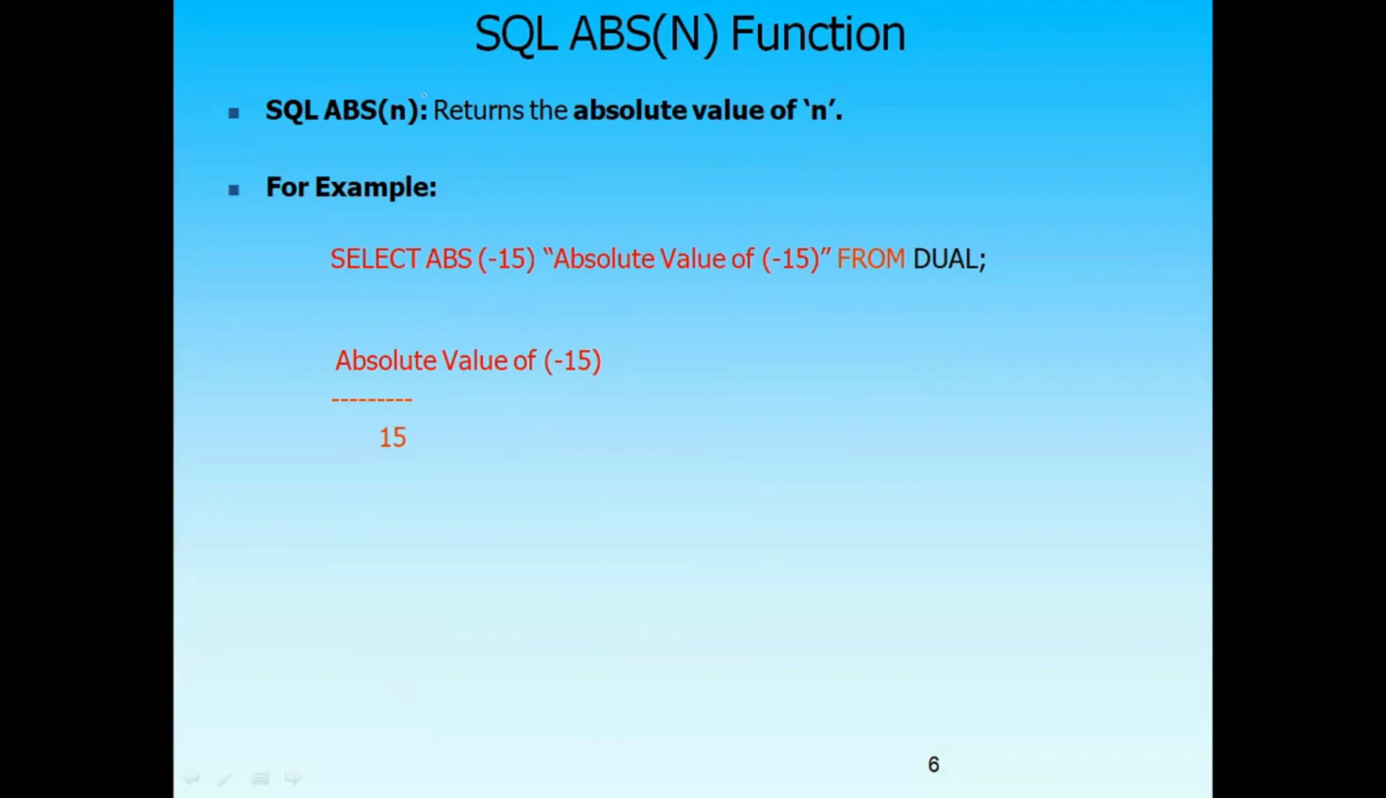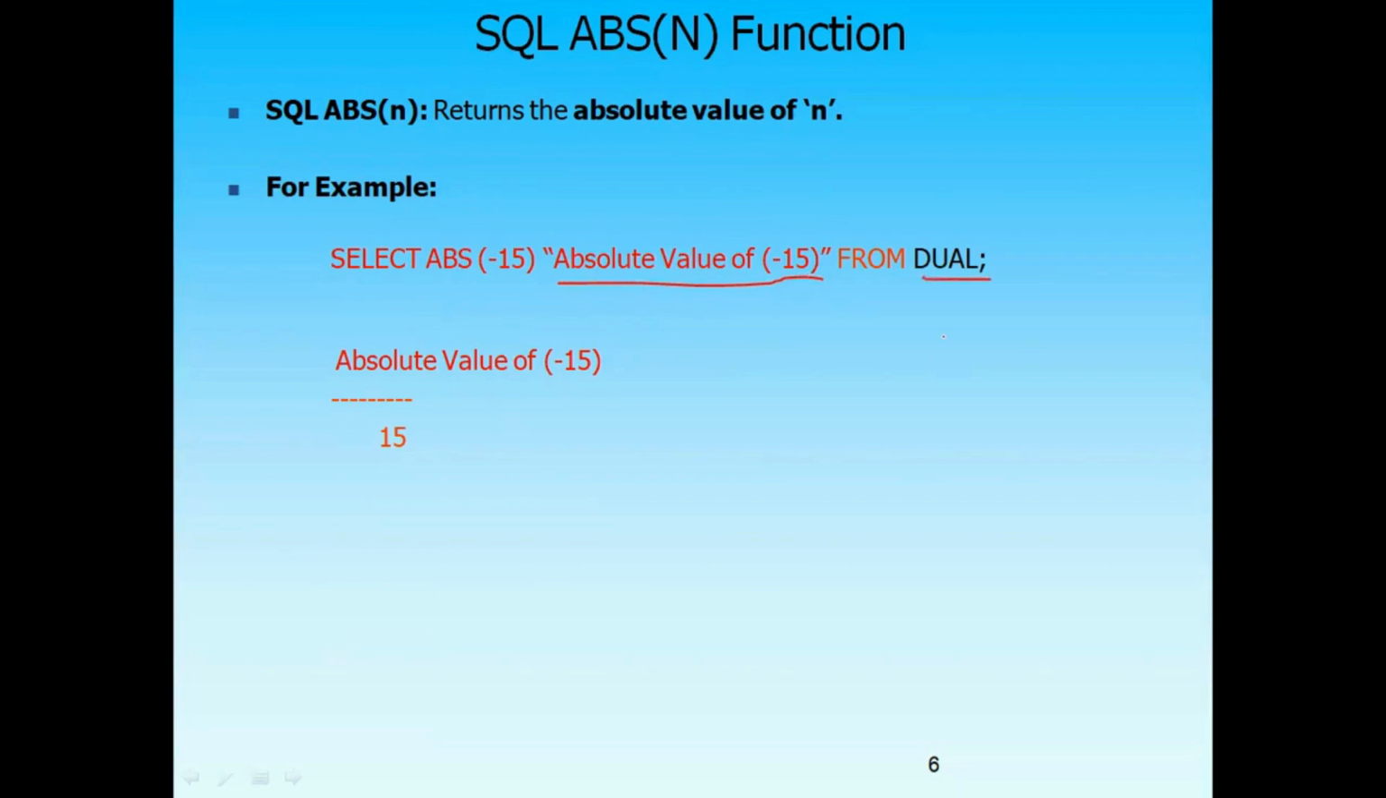So here is the first example that we can discuss for the arithmetic operations, that is the absolute function. SELECT ABS in brackets. You can pass the number as the parameter. This absolute function will return the absolute value of the number n. So here is the example: SELECT ABS(-15), and here this is the aliasing. I want this column name in the result, so my column name will be "absolute value of (-15)" FROM dual.